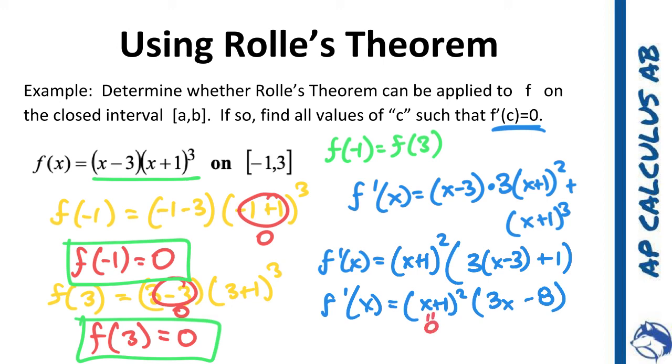So when this is equal to 0, x is -1. Right? If x is equal to -1, that would make that 0. And if 3x minus 8, I set that equal to 0, I'm going to end up with x is equal to 8 over 3. So these two are my critical points where f prime of c is equal to 0.